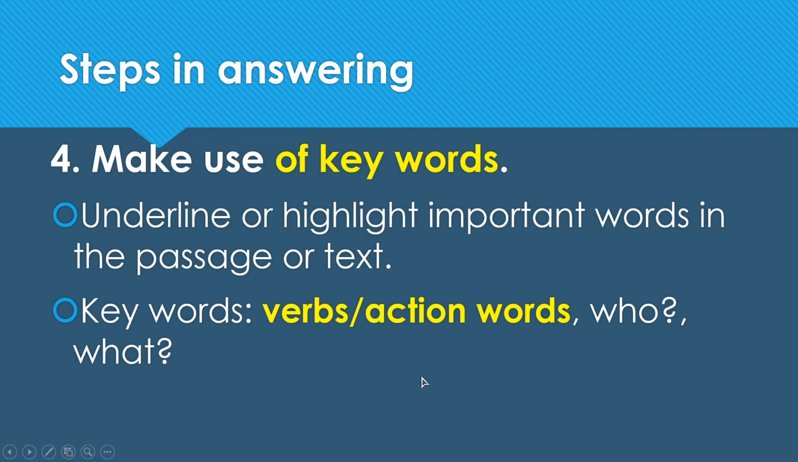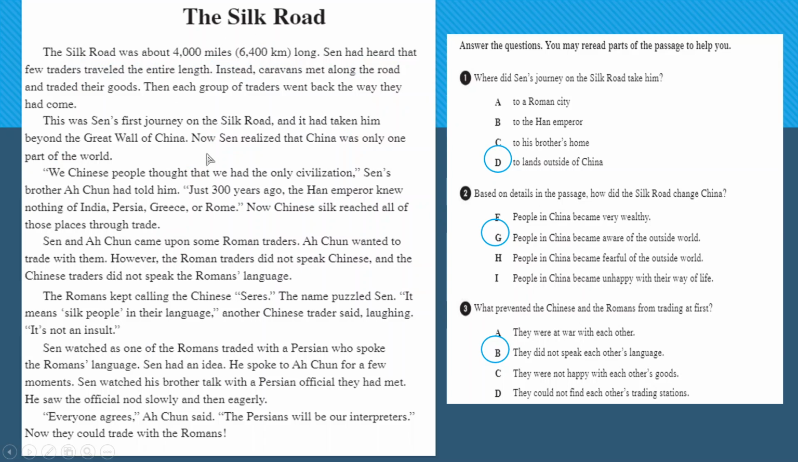I'll give you an example again, going back to this text. As you can see here, we're going to underline the verbs in the question. That is "take." By underlining the word take, you can see the word "taken" here, which gives you an idea that this second paragraph is where you can find the correct answer.